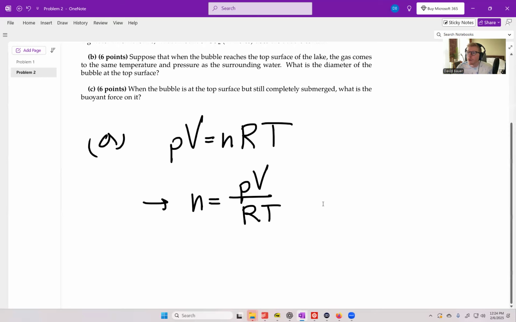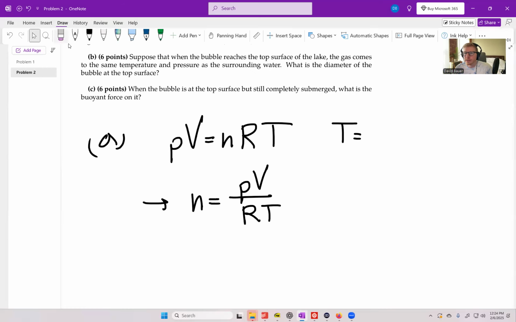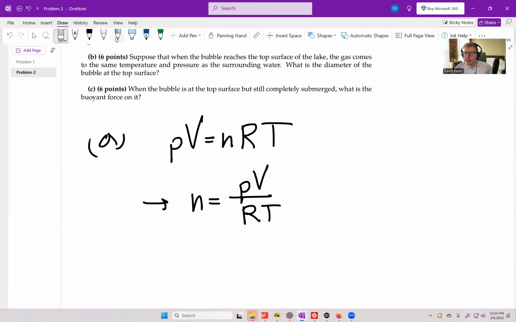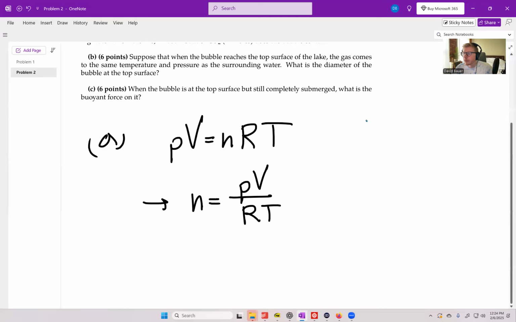Now I'm given T, T at the bottom of the lake. Let me draw a picture to get myself organized here. So here's our bubble down here.